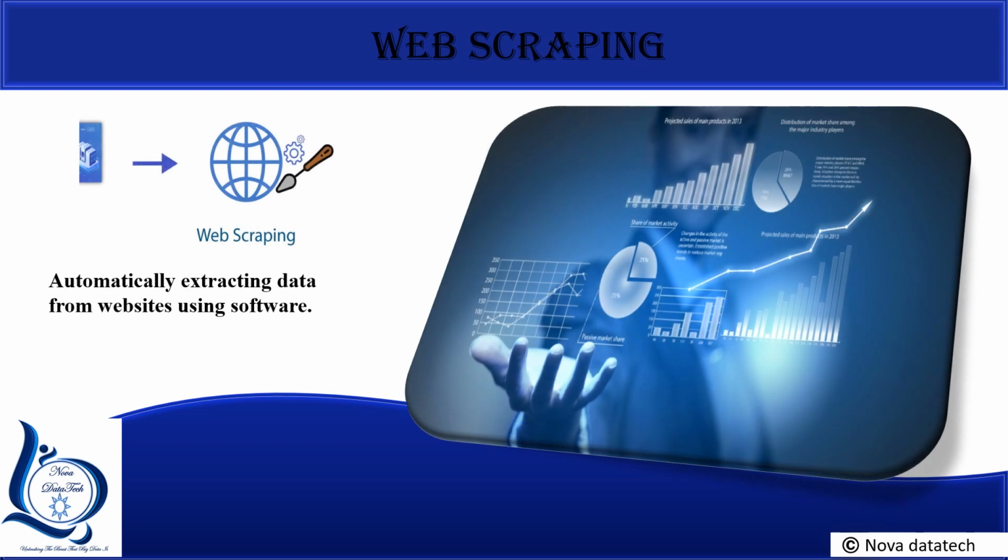Next, we have web scraping, and web scraping is a method of automatically extracting data from websites using software. This method is useful for collecting data from websites that do not provide an API or other means of accessing their data directly. Web scraping can be performed using various programming languages and libraries such as Python and Beautiful Soup.